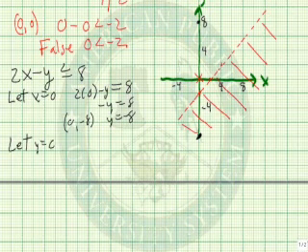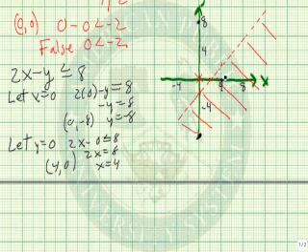Now let's let y equal 0. So we have 2x minus 0 equals 8. 2x equals 8, or x equals 4. So we have x is 4, y is 0. So we have 4, 0. Let's connect these dots. And we have that border.